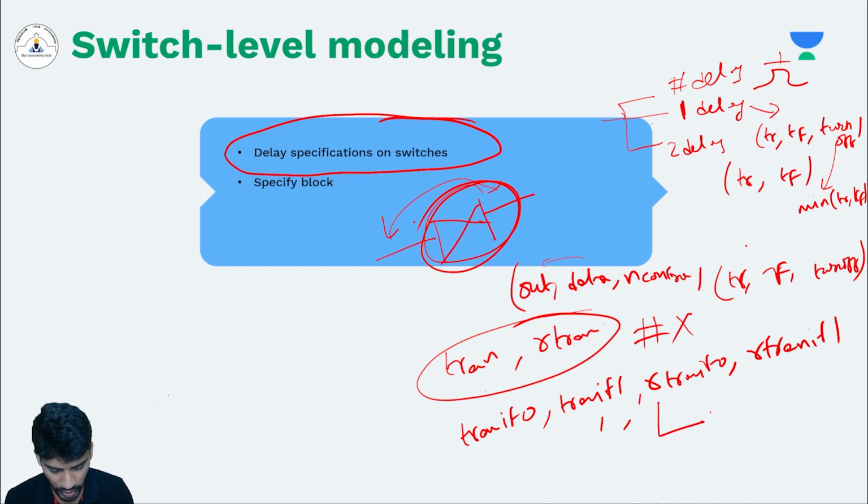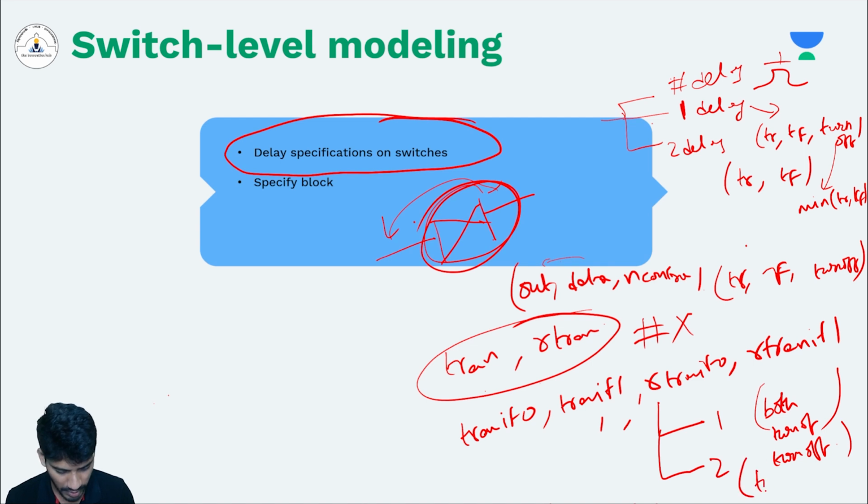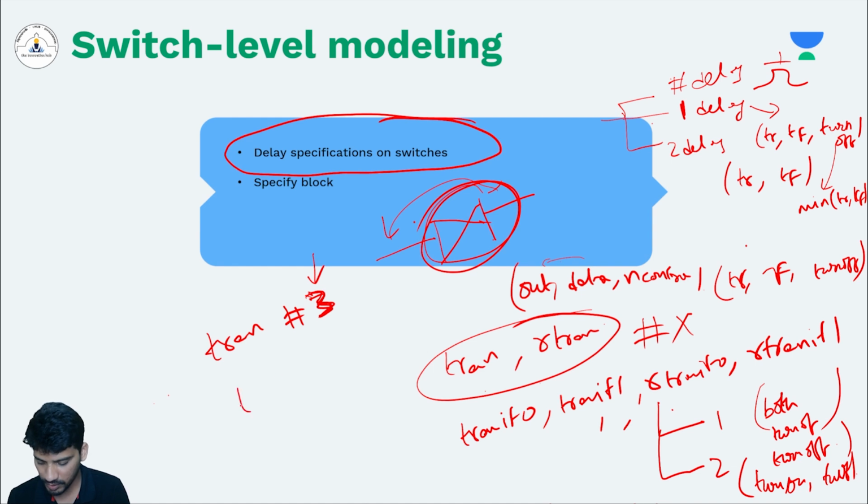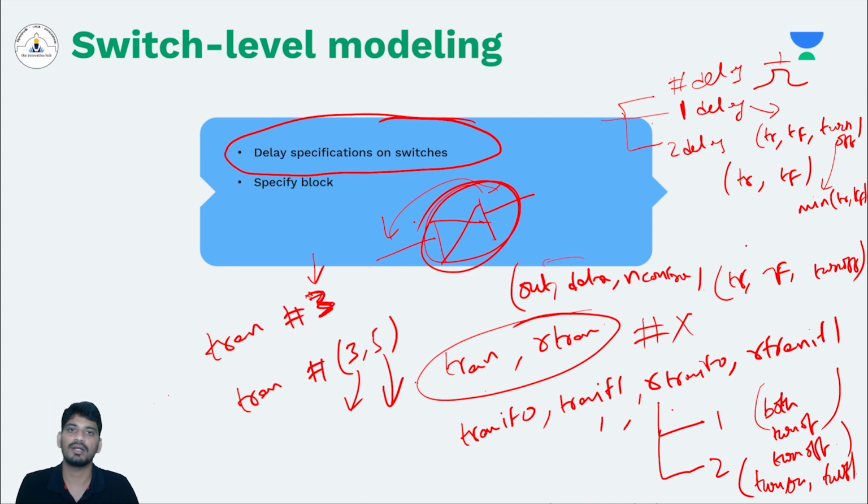Same as before, if you specify only one delay, then it will be considered as both turn on delay as well as turn off delay. If you specify two delays, then it will be considered as turn on delay, comma, turn off delay. If you don't specify any delay, then it will be zero delay. So the syntax is like this: tran #3. So it is one delay, so both turn on delay and turn off delay are 3 time units. If you specify tran 3 comma 5, then this will be the turn on delay and this is the turn off delay.